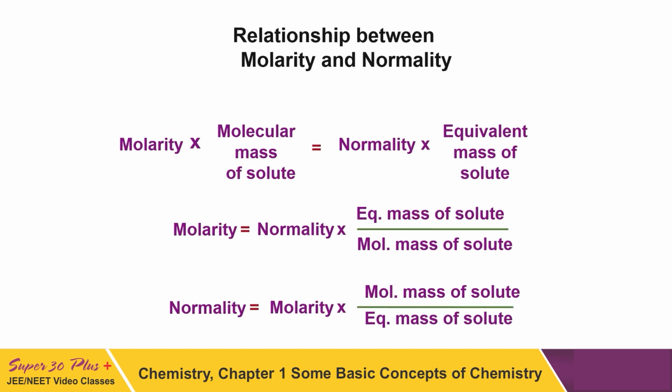And here is the very important relation between molarity and normality. So molarity into molar mass is equal to normality into equivalent mass. So molarity is equal to normality into equivalent mass of solute upon molar mass of solute, which is 1 by valency factor. So finally, normality is equal to molarity into molar mass of solute upon equivalent mass of solute, which is also called valency. So when you multiply valency with the molarity, it becomes normality.